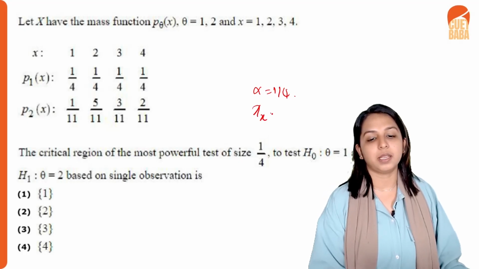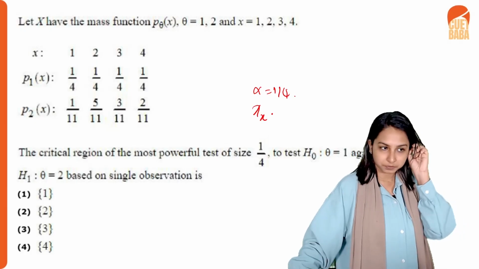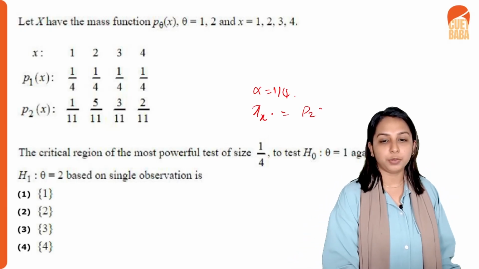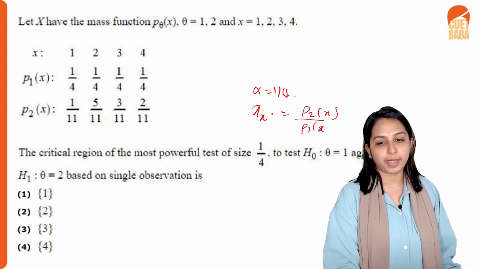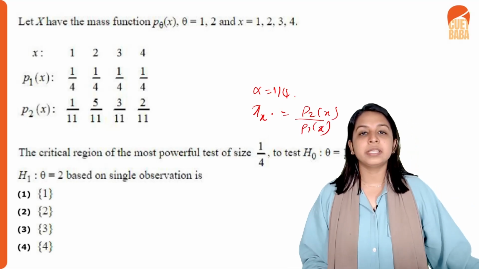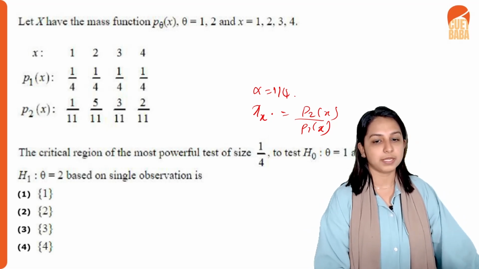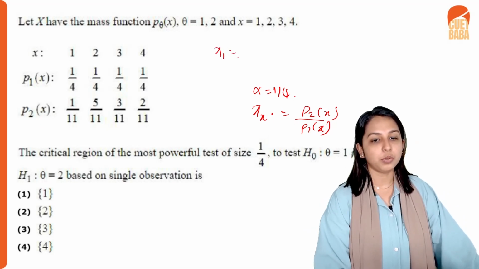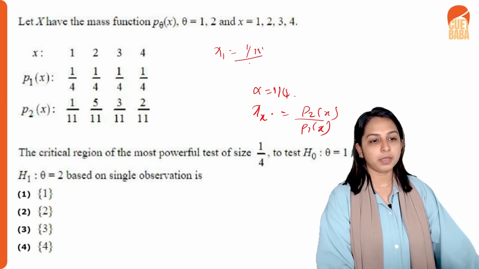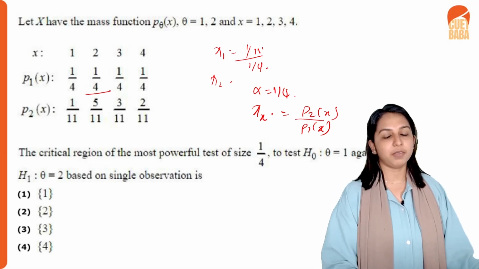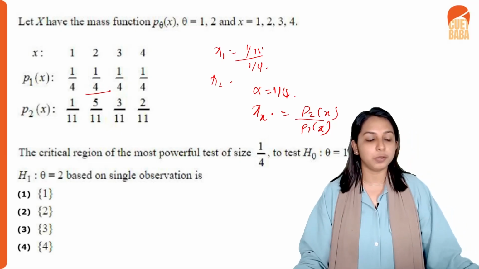and we have to find out the critical region. We can consider it as lambda of x. So lambda of x we can write as p2 of x divided by p1 of x. That will be the critical region based on one single value. So lambda 1 will be equal to 1 by 8 divided by 1 by 4, lambda 2 will be equal to 5 by 11 divided by 1 by 4, etc. We can find out the values.